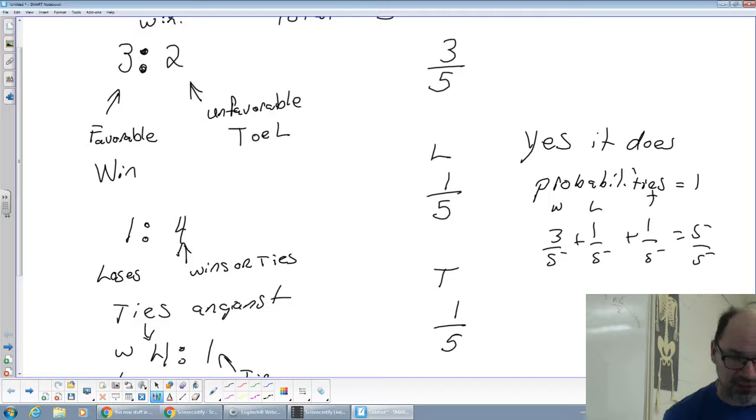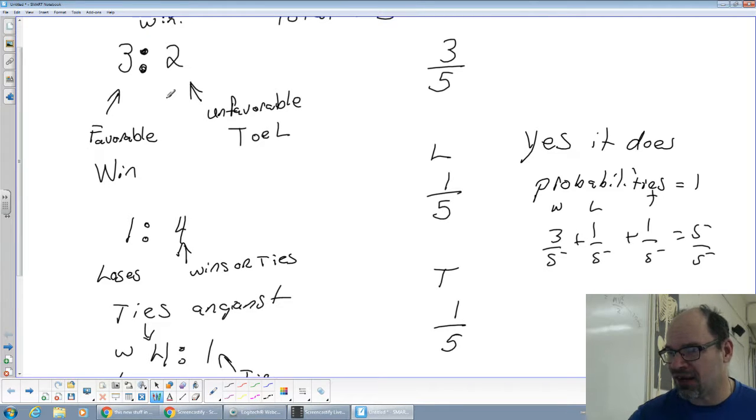Okay, hopefully that helps. Remember that odds is not like probability. Probability is favorable over total, whereas odds are favorable versus unfavorable, or unfavorable versus favorable, whether it's odds for or odds against. So you have to be careful with those two.